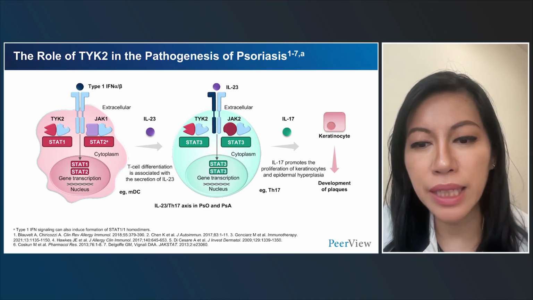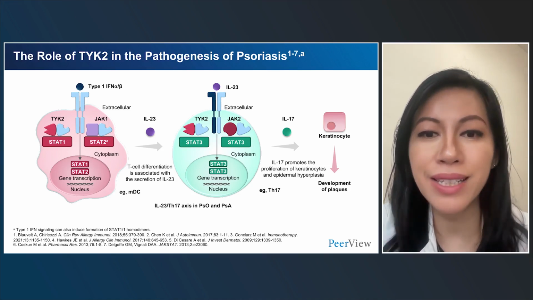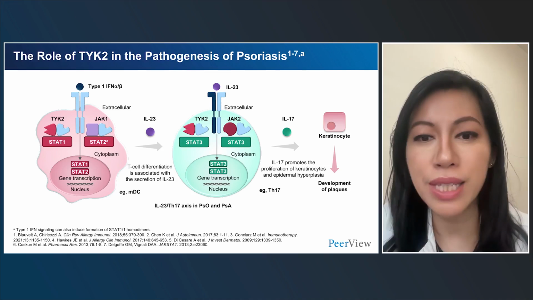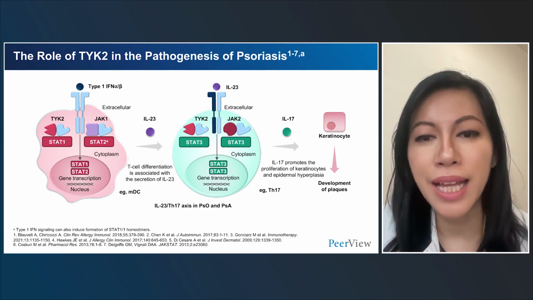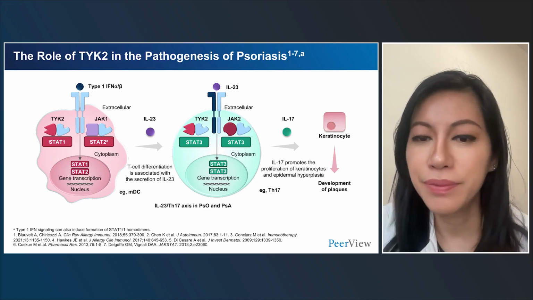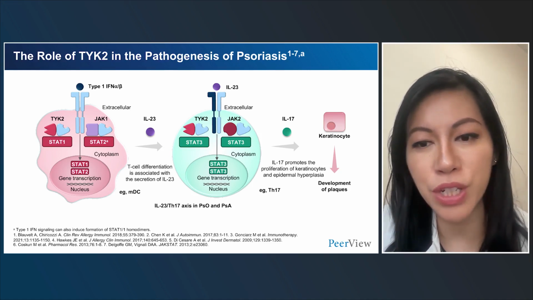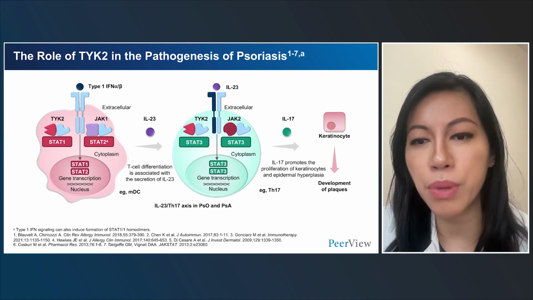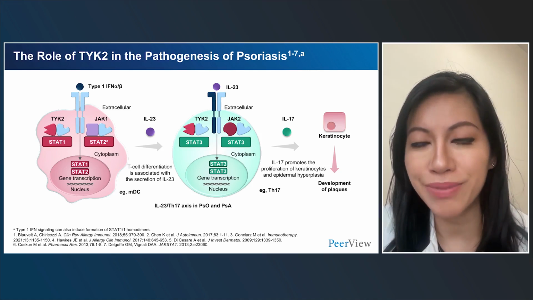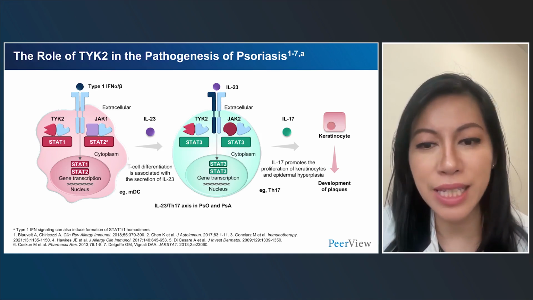And then importantly, TYK2 partners with another member of the JAK family, and that attracts STAT molecules to the receptor, to the intracellular part of the receptor. They get phosphorylated, then the STAT molecules go into the nucleus where they initiate gene transcription. What kind of gene transcriptions do they initiate? For example, IL-17 gene transcription is initiated, and IL-17 can further promote the proliferation of keratinocytes, leading to epidermal hyperplasia. And that's when we see clinically thickened plaques as well as lots of scale.